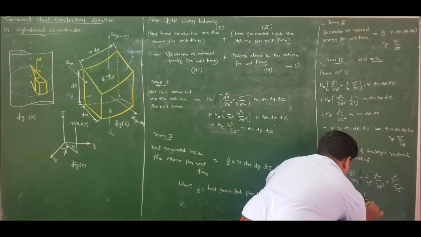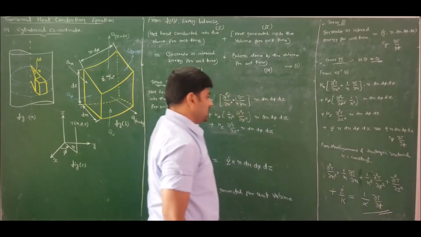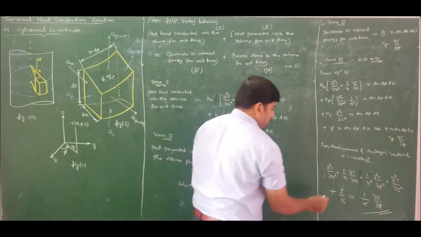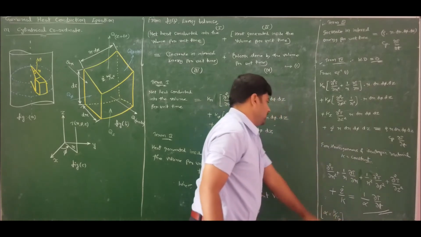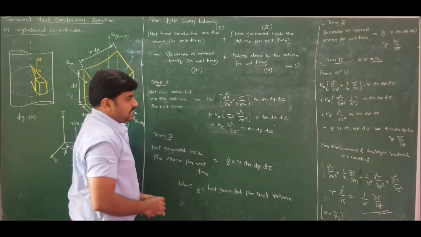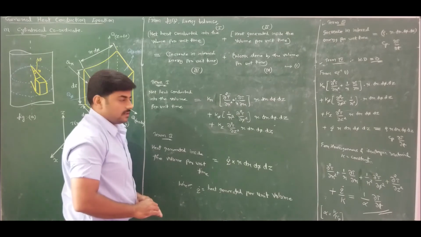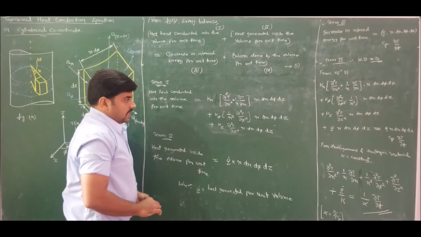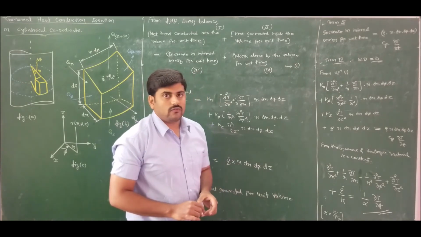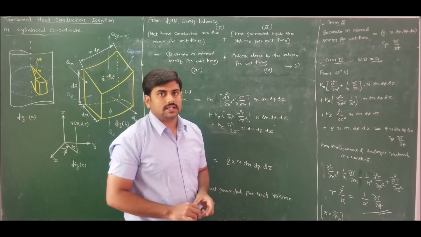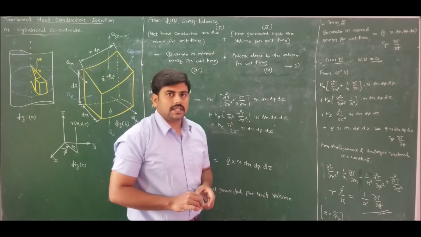is equal to 1 by alpha dou T by dou t, where alpha is thermal diffusivity, which I defined in our previous lecture itself, where alpha is equal to k by rho Cp, which is nothing but thermal diffusivity. So this is the expression for the three-dimensional governing differential equation for heat conduction in cylindrical coordinate system. Let me pause this video for a while so that people can copy it down. Later we will solve for one-dimensional steady state without internal heat generation, that is, analysis of heat conduction in a cylinder.